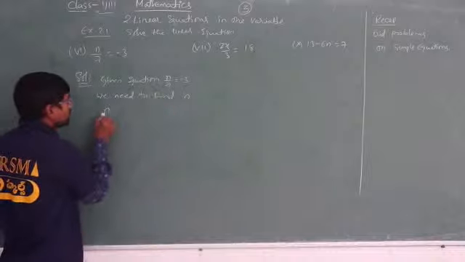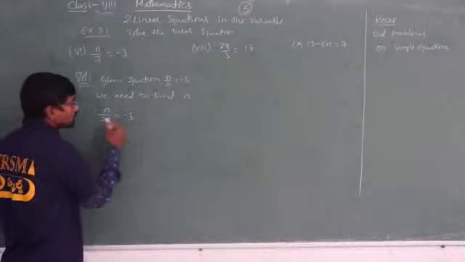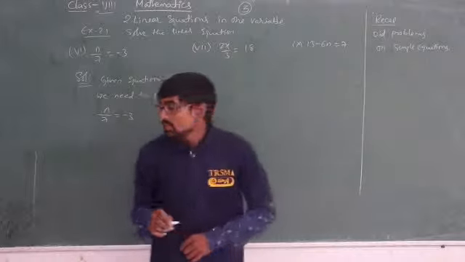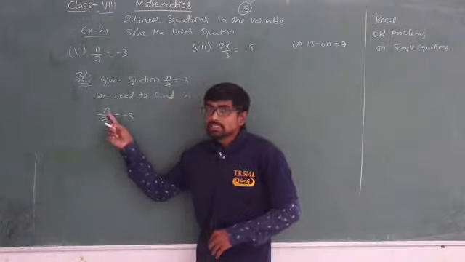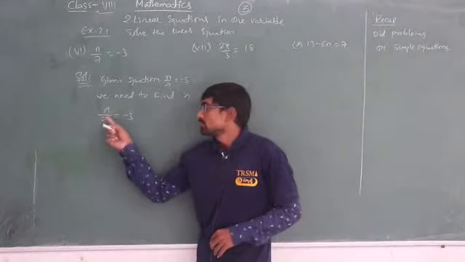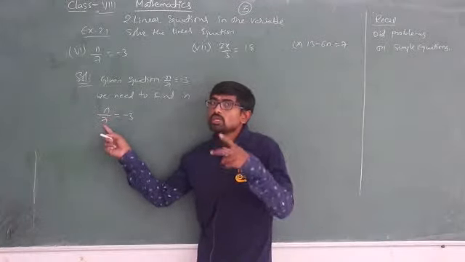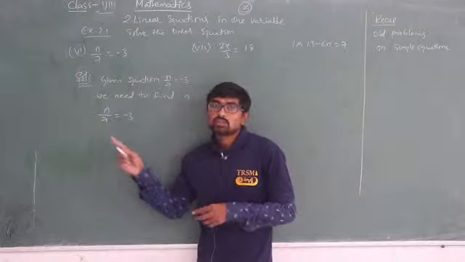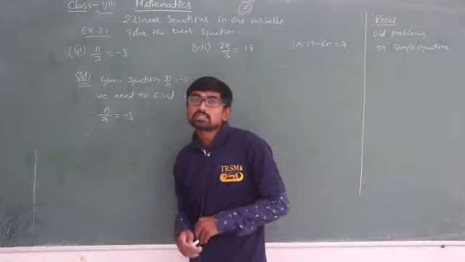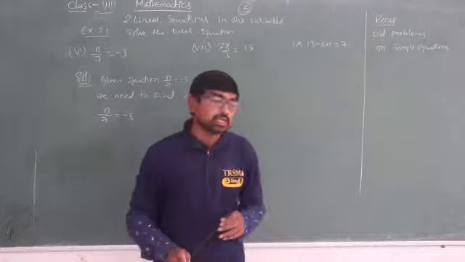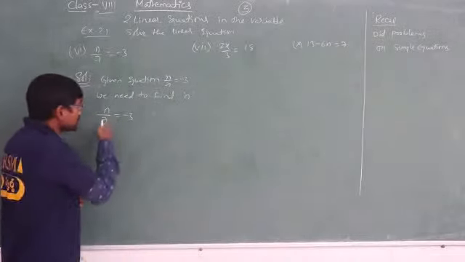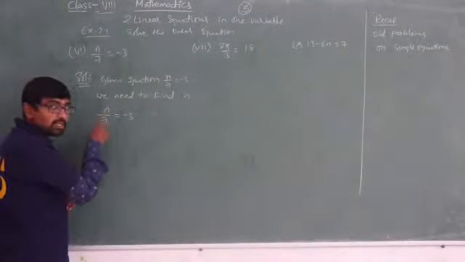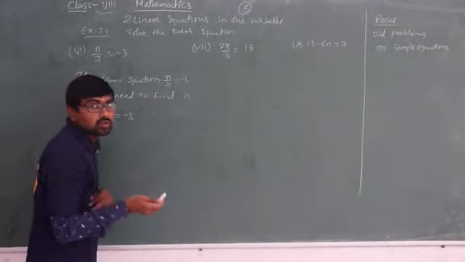So what do we have here? n divided by 7 is equal to -3. You can see the variable is divided by 7. So you have to use the multiplicative inverse of 7. For removing that 7, we have to use the multiplicative inverse. What is the multiplicative inverse of 7? It is 1 by 7.